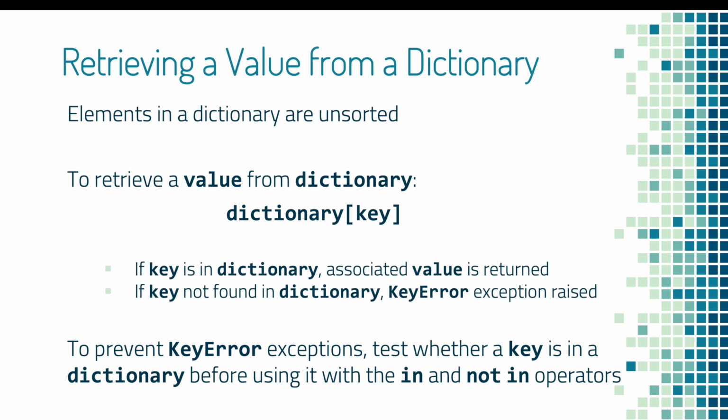Now, it's important to know that if a key is in the dictionary, the associated value is returned. If it's not in the dictionary, a key error exception is raised. So to prevent any kind of key error exceptions, we can either use try except statements, or we can check by using the in and not in operators first. So we can say, hey, is this key in this dictionary?